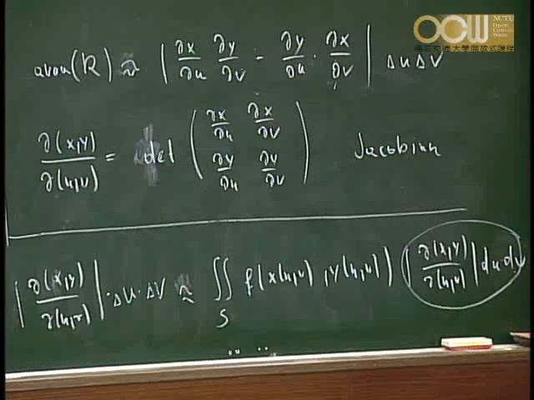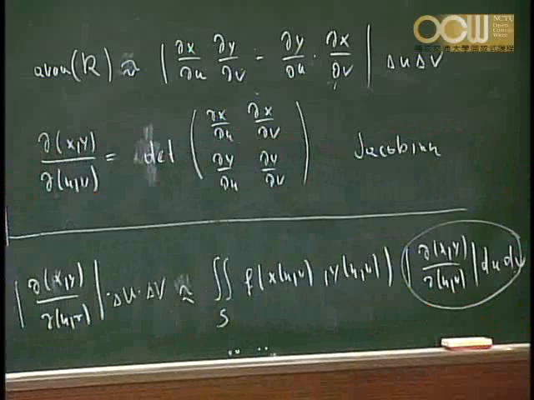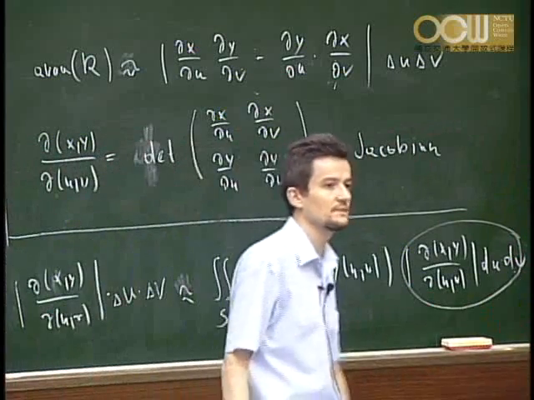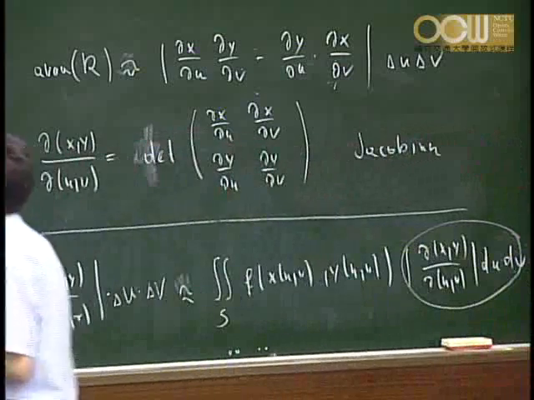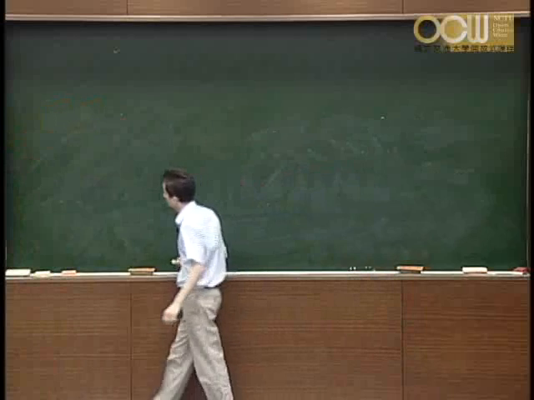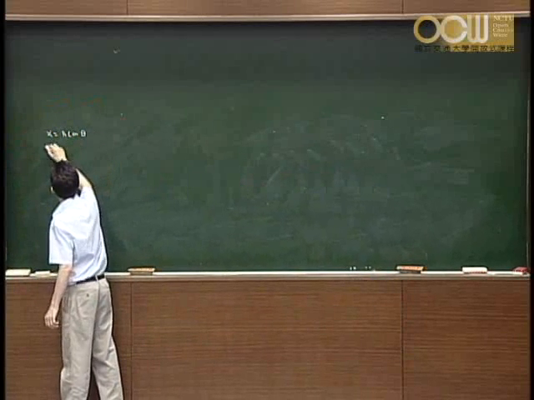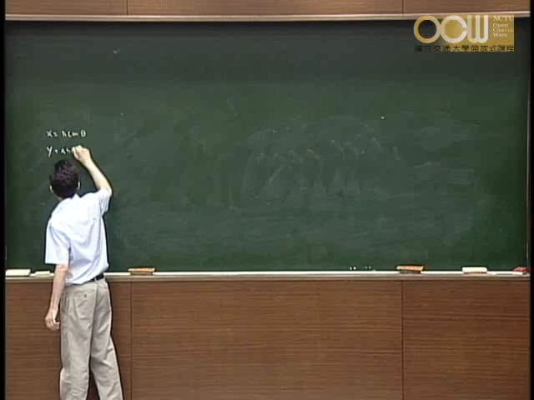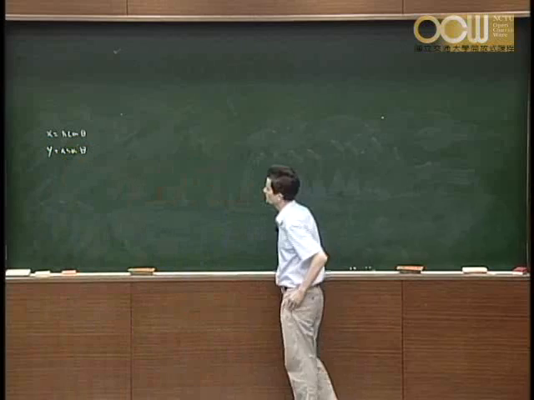So maybe let's first check whether this really is the same as the rule we found previously when we looked at the special example of polar coordinates. If we look at polar coordinates, what we use is this transformation. So what is the Jacobian?